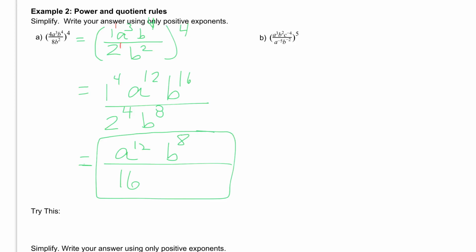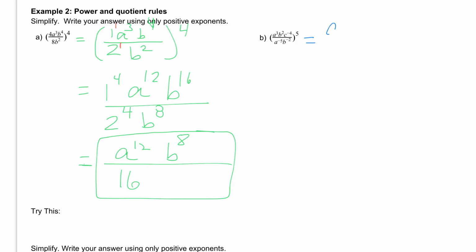Next, let's take a look at letter B. First thing we want to check for is, do we have any numbers that we can simplify on the inside? And we don't. So then we want to get rid of our parentheses. We're going to take this 5 out here, and we're going to multiply it to all the exponents on the inside.